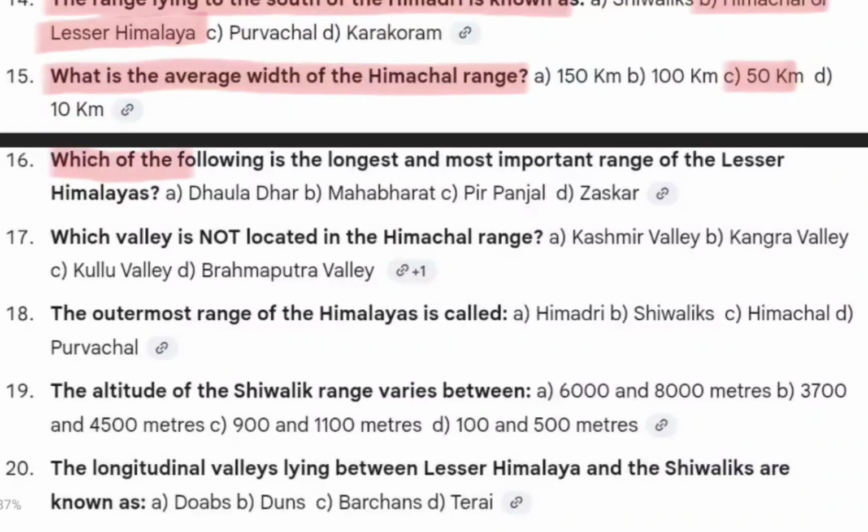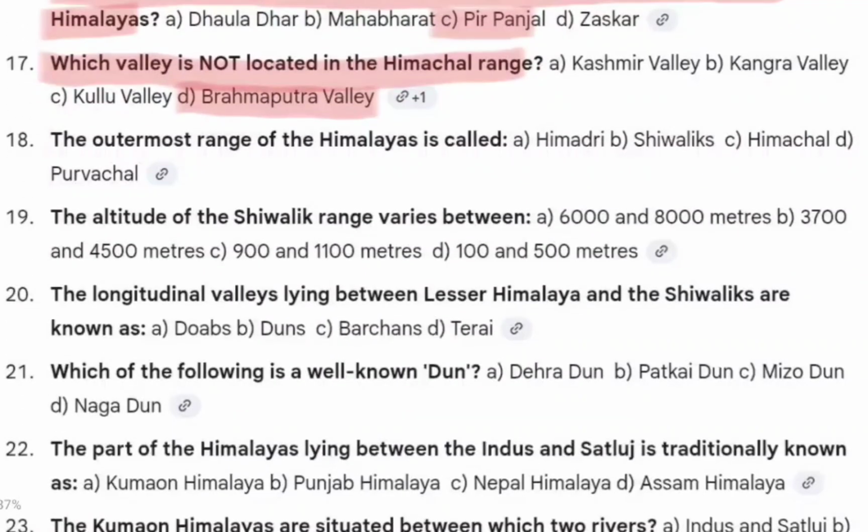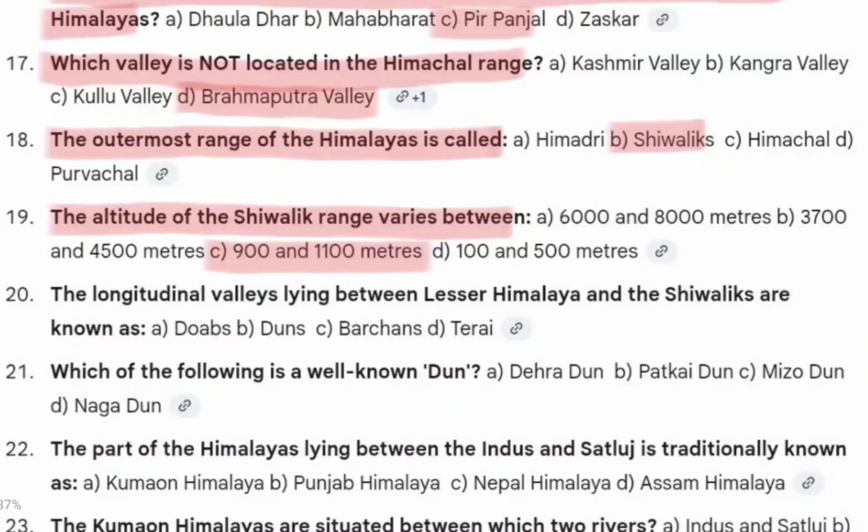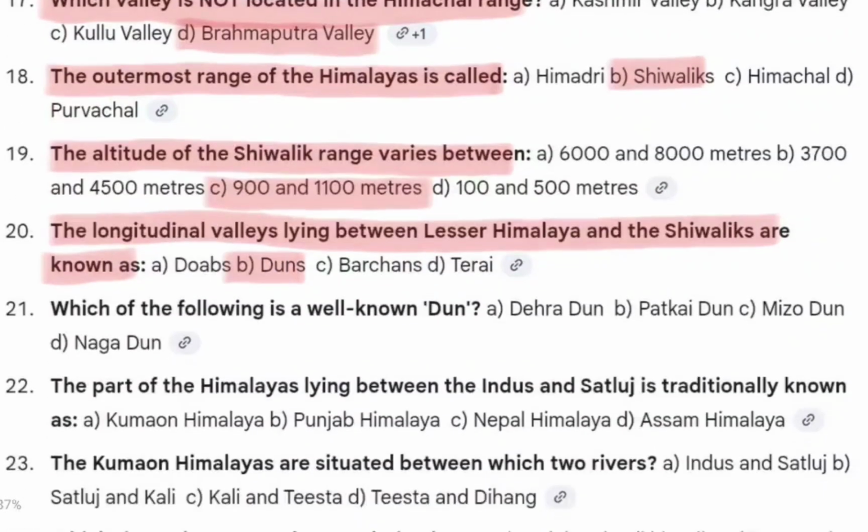Next question is, which of the following is the longest and most important range of the Lesser Himalayas? So answer will be Pir Panjal. Next question is, which valley is not located in the Himachal range? Brahmaputra valley. The outermost range of the Himalayas is called Sivaliks. The altitude of the Sivalik range varies between 900 and 1100 meters. The longitudinal valleys lying between Lesser Himalayas and the Sivaliks are known as dunes.